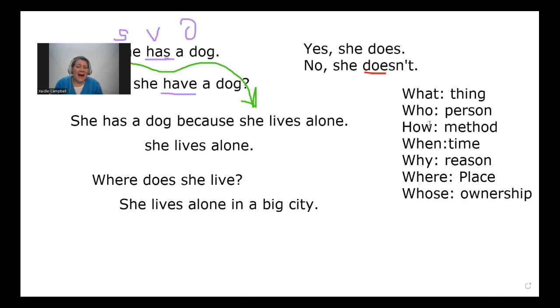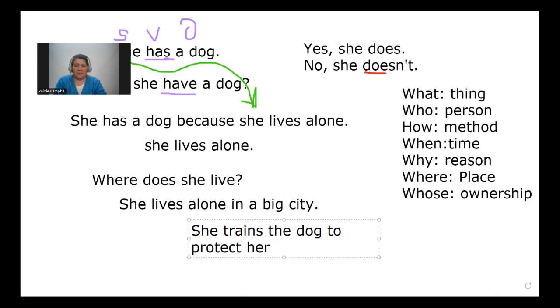We might want to know how. What can we say about how? A method of something. So we might say she trains the dog to protect her. Okay, so she trains the dog to protect her.